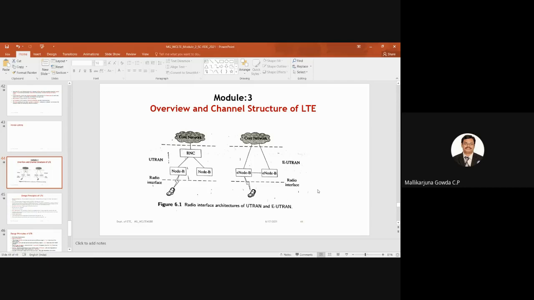So with this basic understanding of how the network evolution happened, I need not go back from 2G, then 3G, then 4G. With respect to this diagram, you will be able to understand that. Go back and have a look at the slides of module 1 if you want. Fine, so let me have a discussion about the design principles or specifications of this LTE.